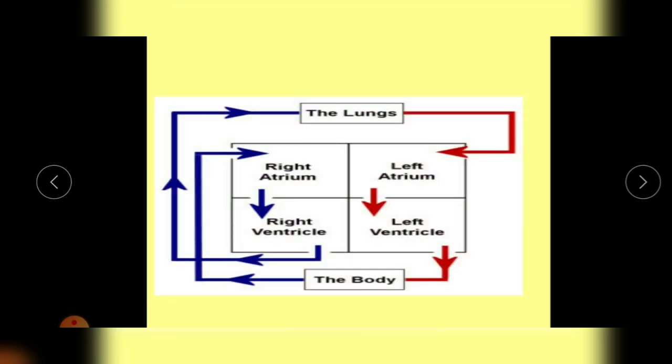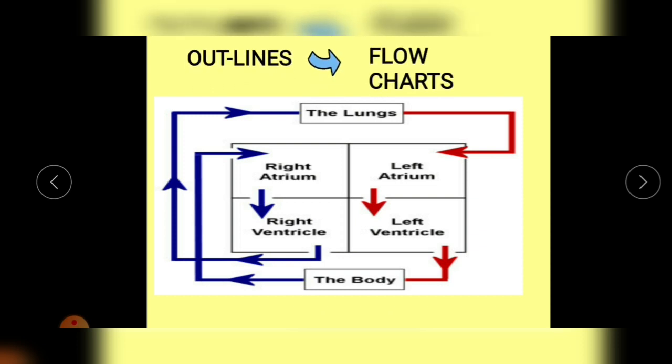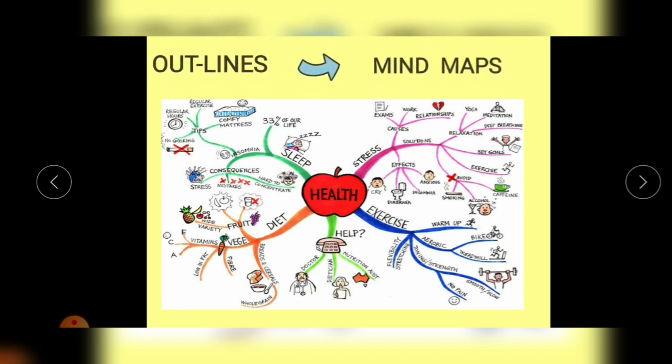Here is an example for a flowchart. You can see this is the human circulatory system. And here you can see a main topic. Emerging from the main topic, you can see the subtopics and the subtopics further branching into further subtopics. Such a kind of a representation is called a mind map.